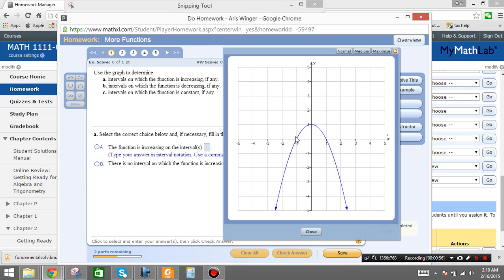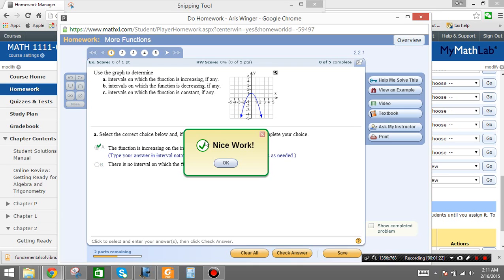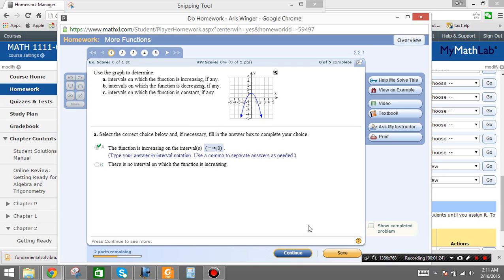At 0, it stops going up. So it's increasing from negative infinity to 0, and again, it's the x value. For all these values, as you go across them, the function is moving up until there, negative infinity to 0. Parentheses around both of them.